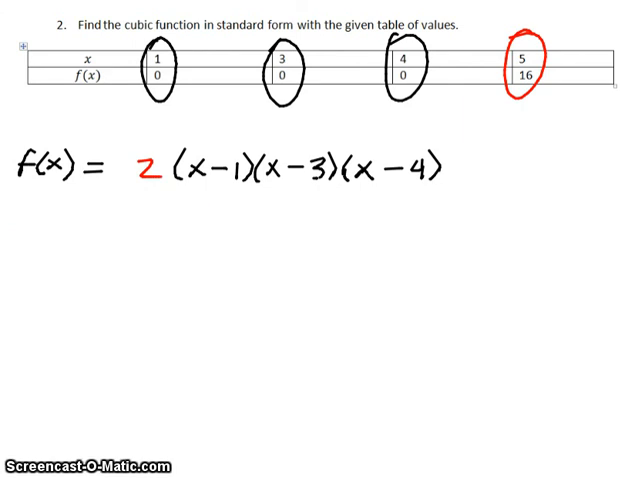We have to multiply everything together. We have an a value up front, and we have to put this in standard form. This is where some of you guys miss points.